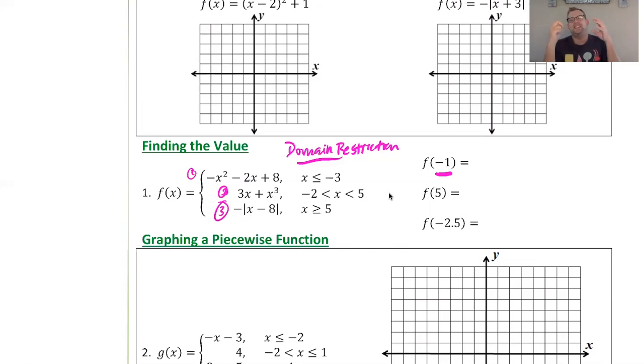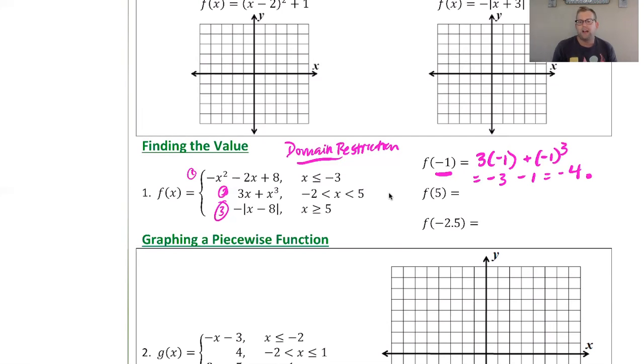Now, since these are piecewise functions and not piecewise relations, -1 is only going to fit into one of these pieces. It's not going to fit into multiple ones. So for f of -1, we're going to use the 3x plus x cubed, and I'll have 3 times -1 plus -1 cubed, and that gets us -3 minus 1, which is equal to -4. All right, so there you go.